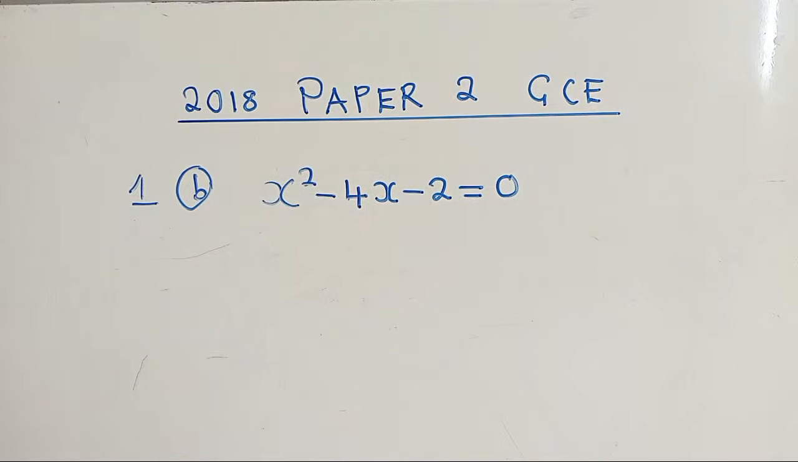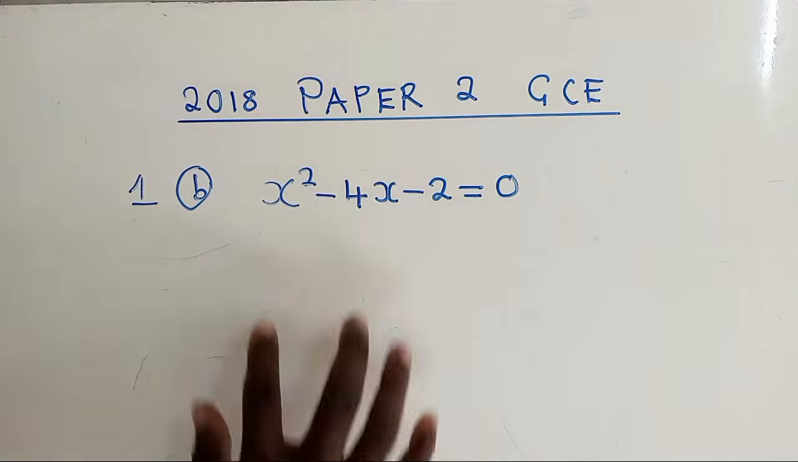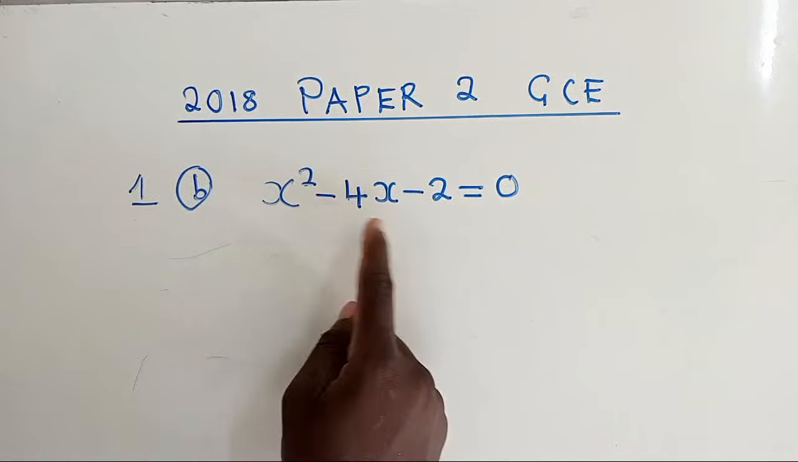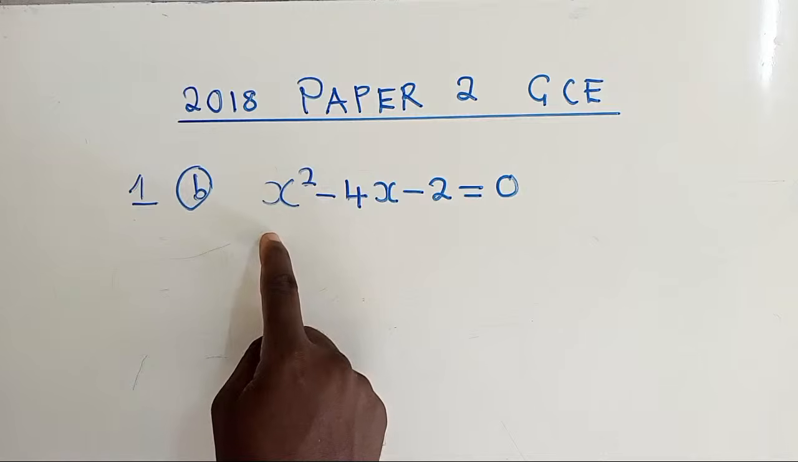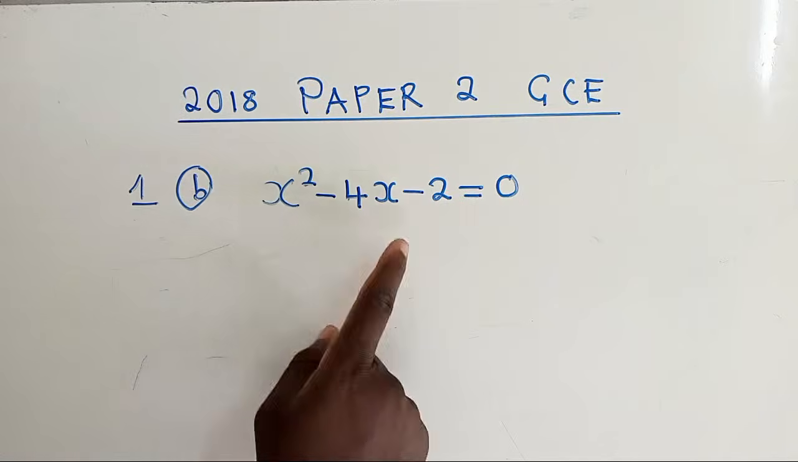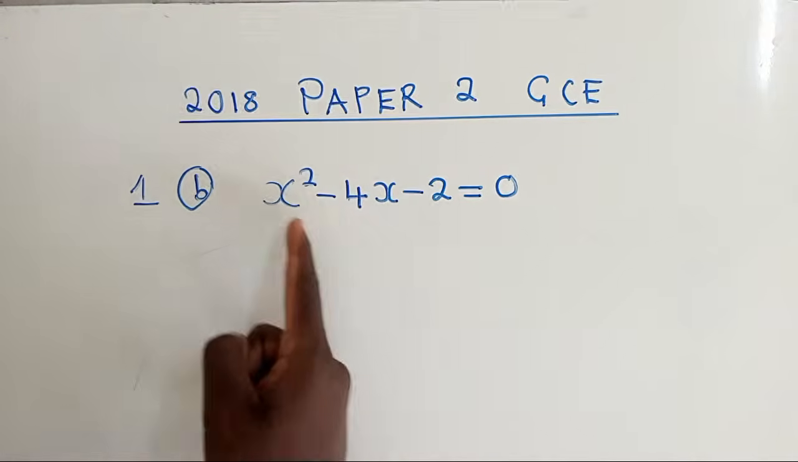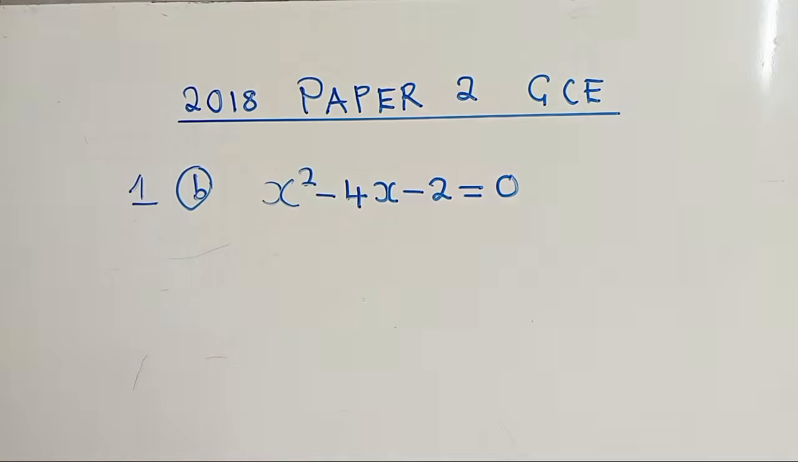In paper 2, you are not limited to any method that you wish to use to solve this quadratic equation. You can use the completing the square method. You can use the quadratic formula. The factorization method won't work on this one. It can work, but it's very difficult to find the factors.